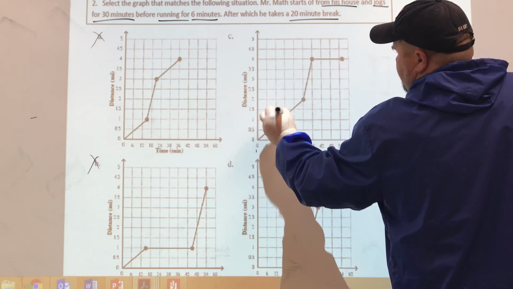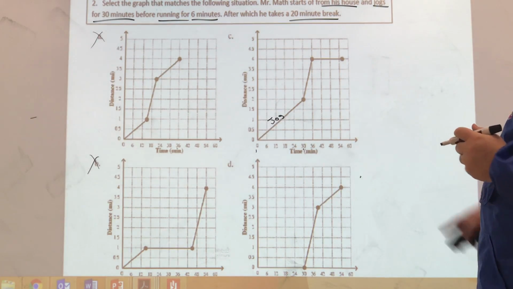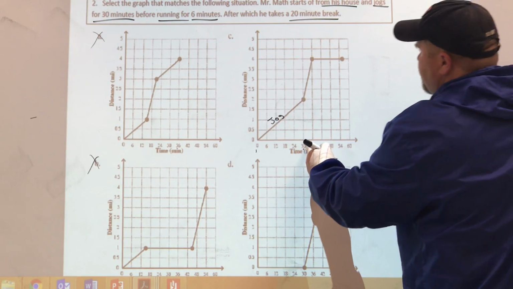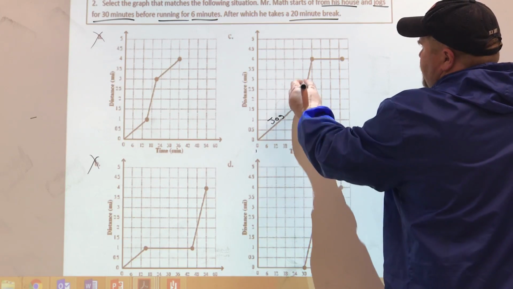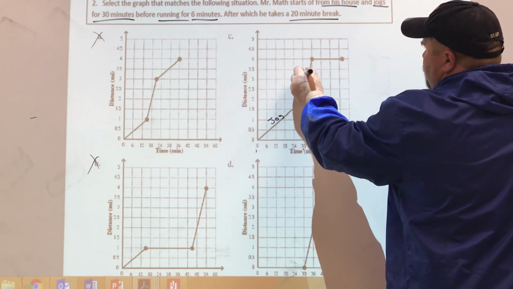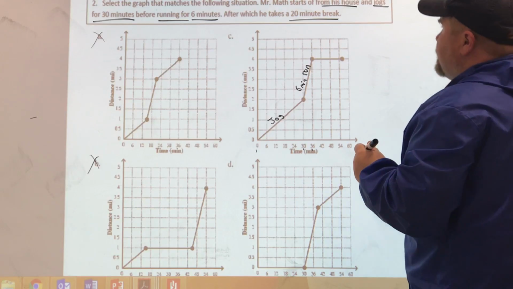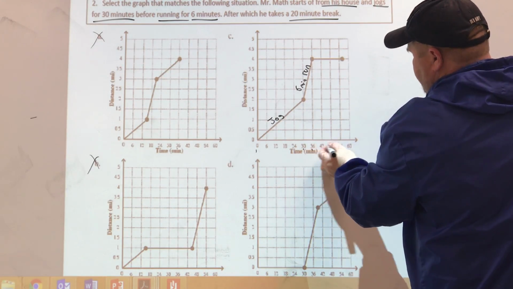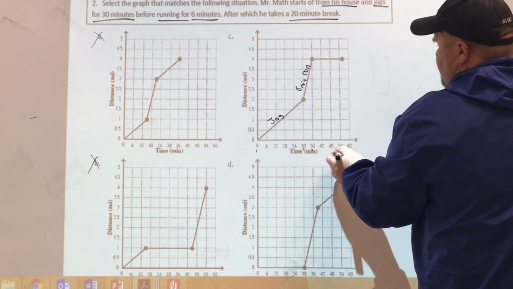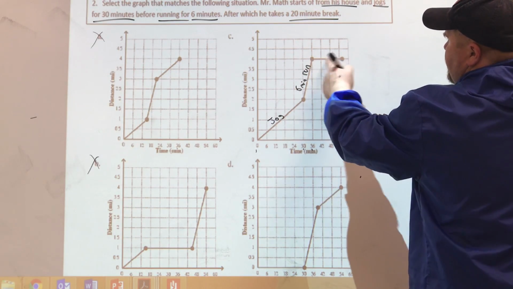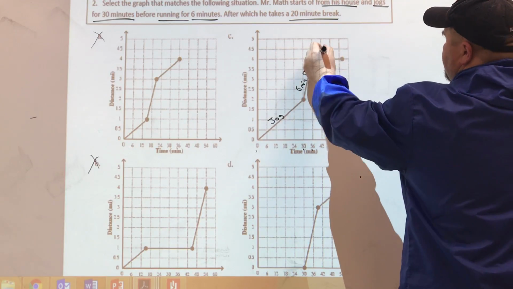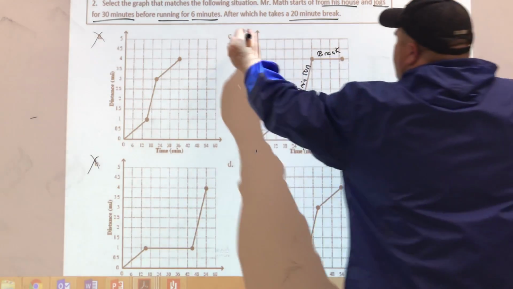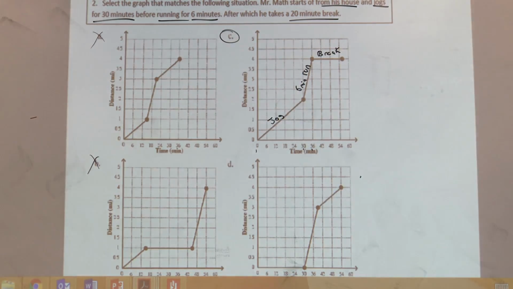So let's take a look. We are looking for a 6-minute run after that. Pretty steep. Let's see, it goes from 30 minutes to exactly 36 minutes. So this would be a 6-minute run. And then it said he rests for 20 minutes. He has a 20-minute break. So from 36 to about 56, there is no movement. He's not getting closer or further away. So this would be a break right here, and the time does fit. So choice C definitely matches that scenario.